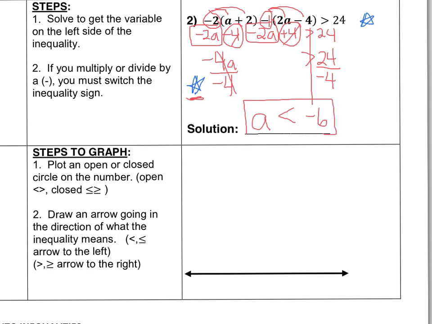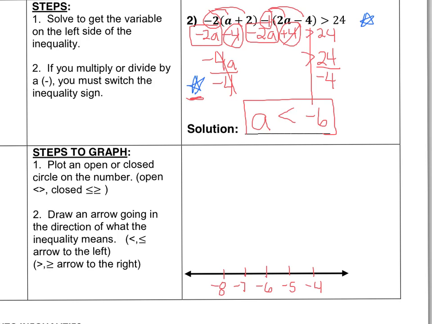Now for the graph, again, I'll have you go ahead and put a negative 6 on your number line, and then put some numbers on either side of it. So going lower than negative 6 would be negative 7, and then negative 8. Going greater than negative 6 would be negative 5, and then negative 4.